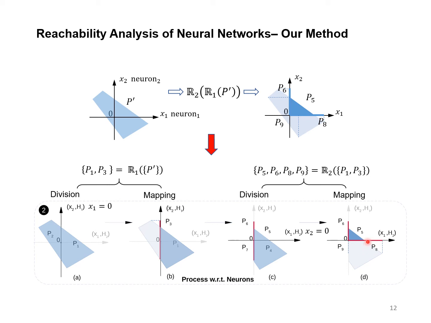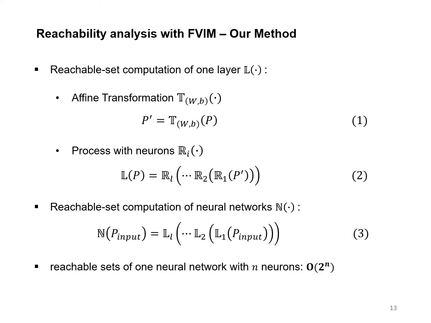Here we generate the new sets P5, P6, P9, and P8. They are the output of this neuron and also the final output of the application of R1 and R2 as described in this figure. Here is a summary for our reachability analysis method from previous slides.